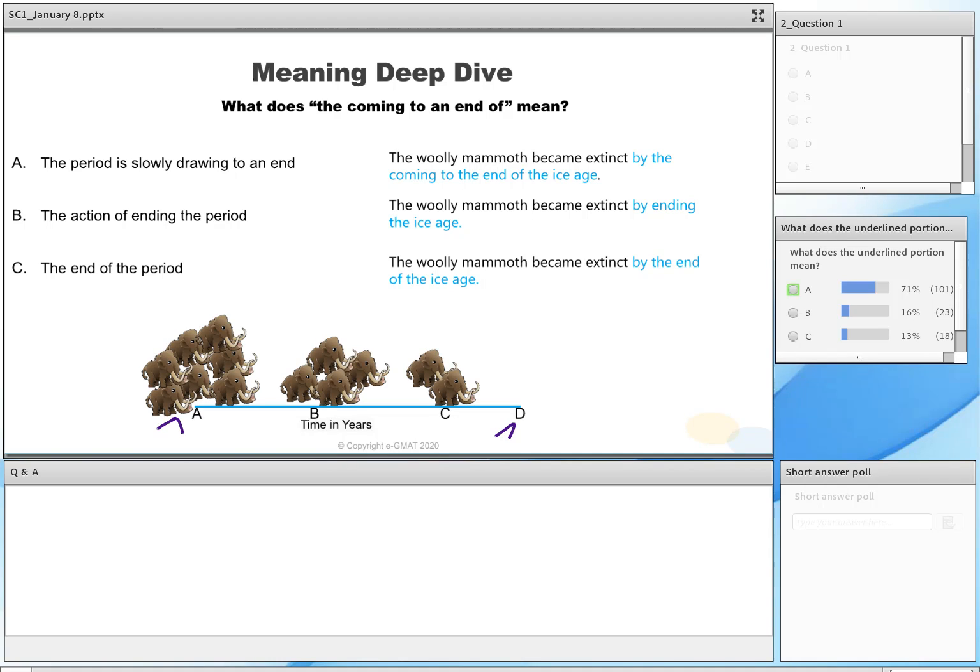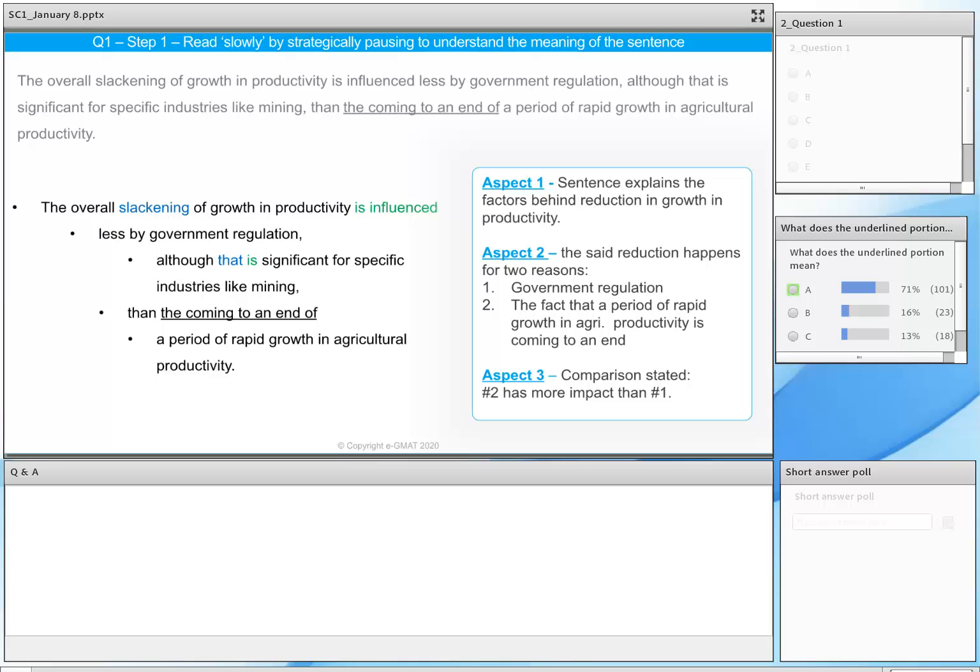That it's slowly wrapping up, that the numbers slowly declined over the course of time as we got to the end of the period. Okay, so 71% of you understand what that means.